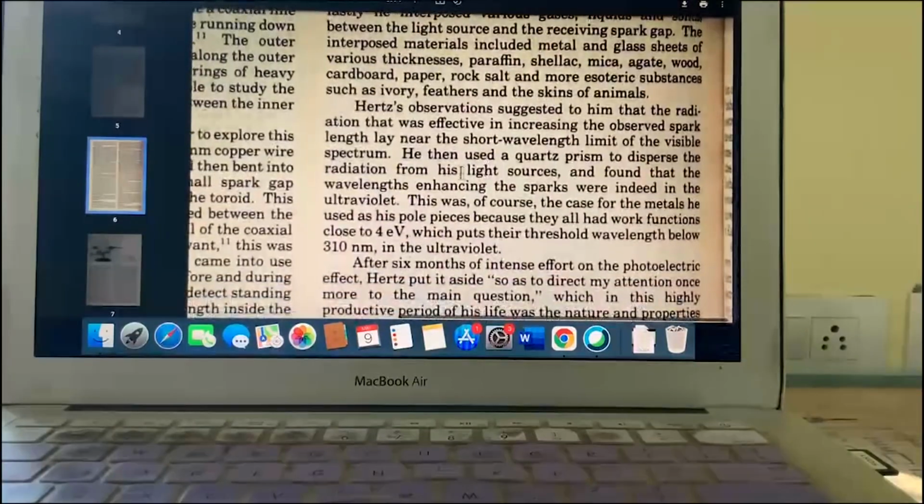Okay, and then he further justifies that he then used a quartz prism to disperse the radiation from his light sources. At that time we did not have monochromatic lasers. So after dispersing it with those kinds of prisms, the shorter wavelength component was found to enhance the sparks very well. So that is how he did all those experiments.